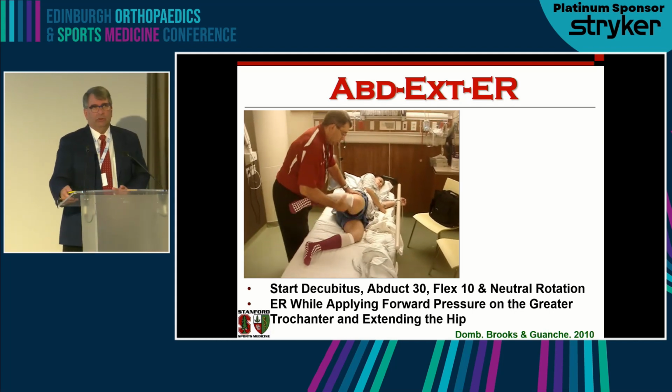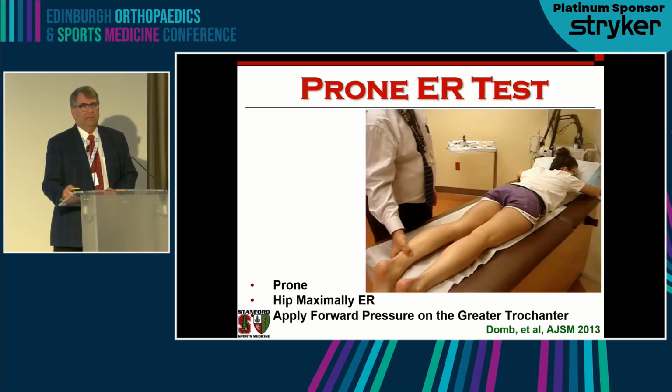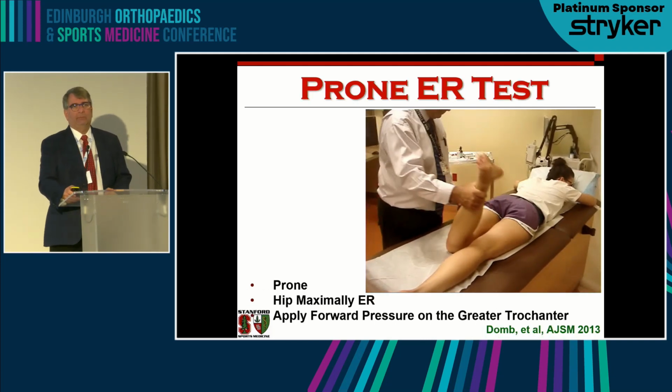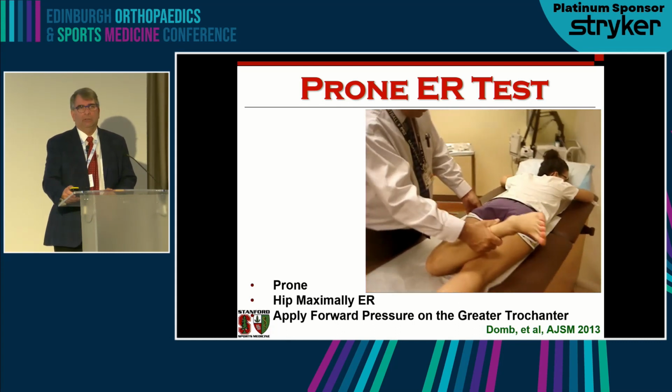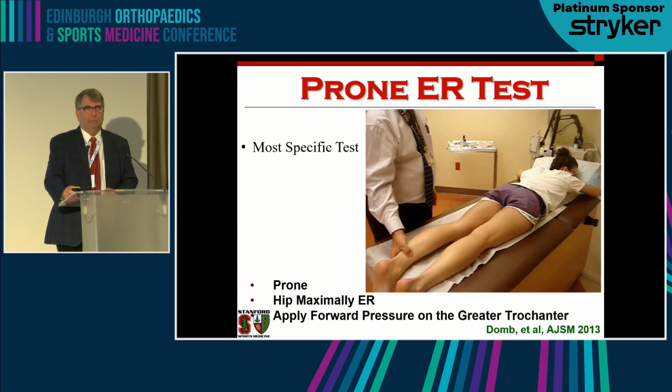So the tests, I showed you this test earlier. What we found with this test, it was our most accurate test for hip microinstability with 81% sensitivity, 89% specificity. When you look at the prone external rotation test, you have the patient lay prone, you externally rotate, put an anteriorly directed force on the greater trochanter. This test was described by Ben Domb. It was our most specific test in all actuality, but only a third of the patients had a positive test, but they had a 98% likelihood of having hip microinstability if that test was positive.